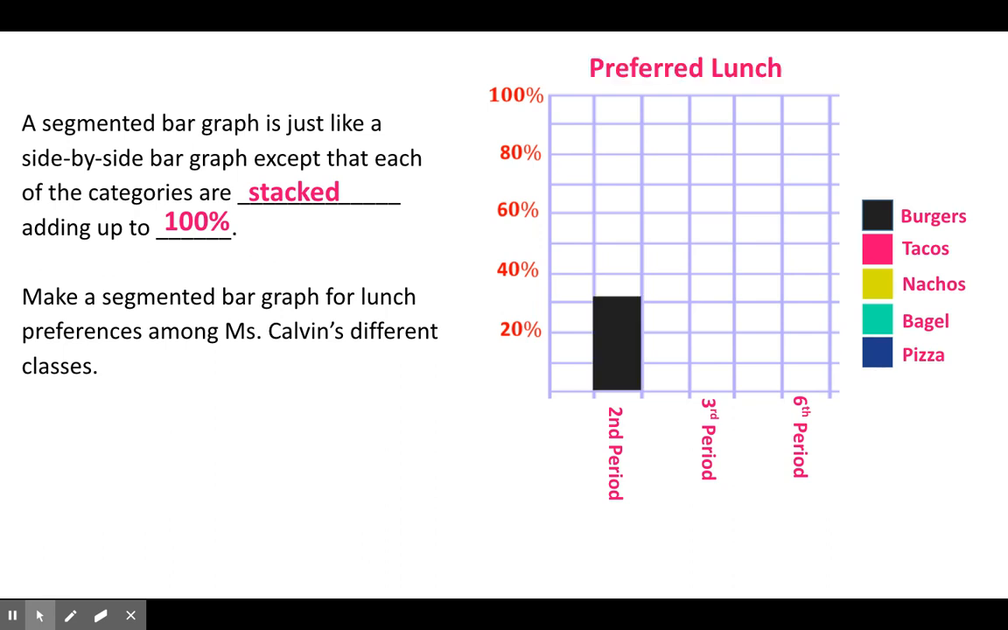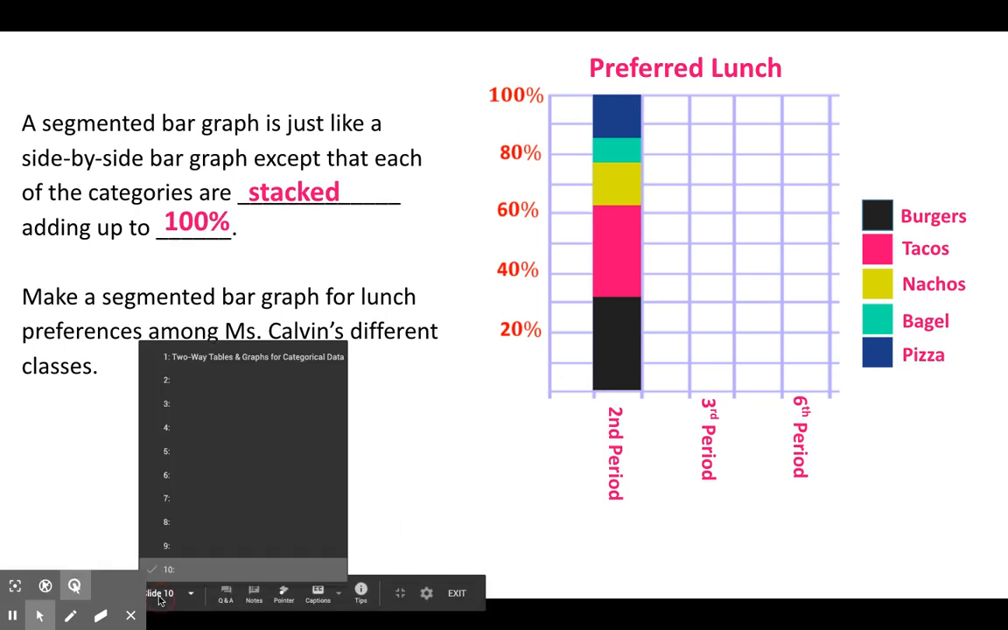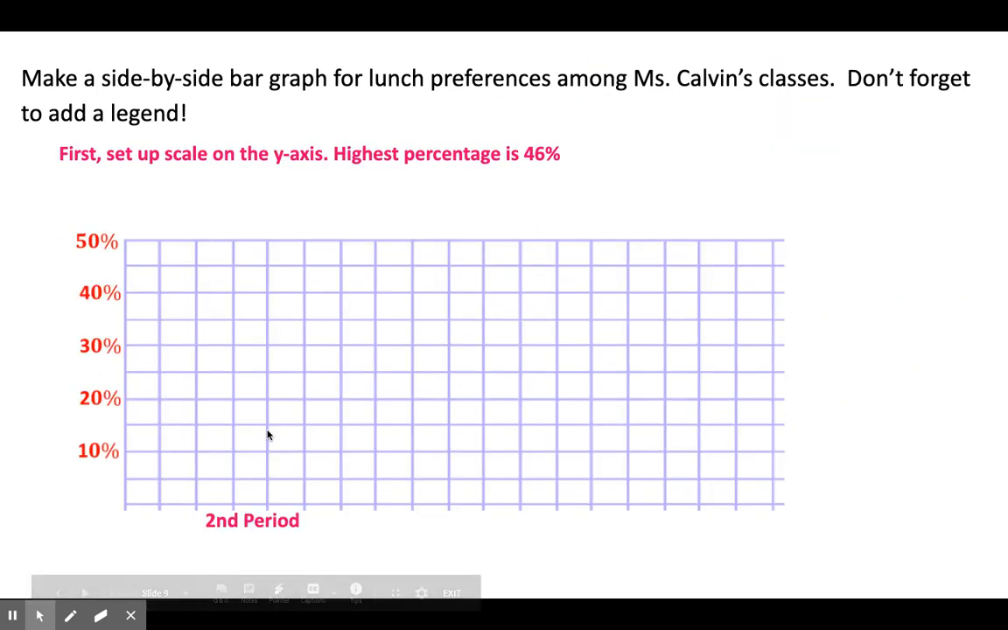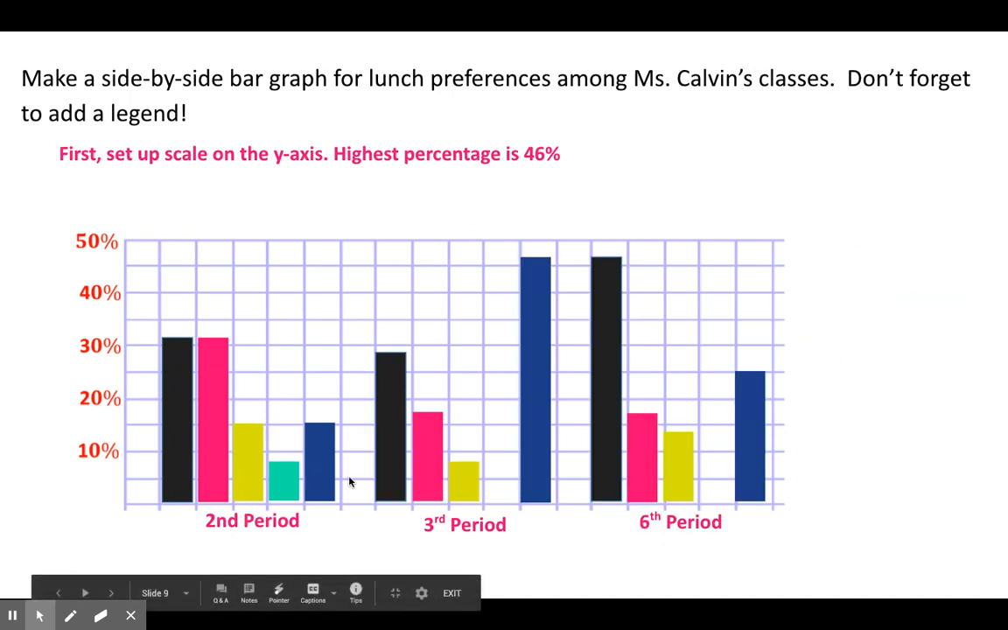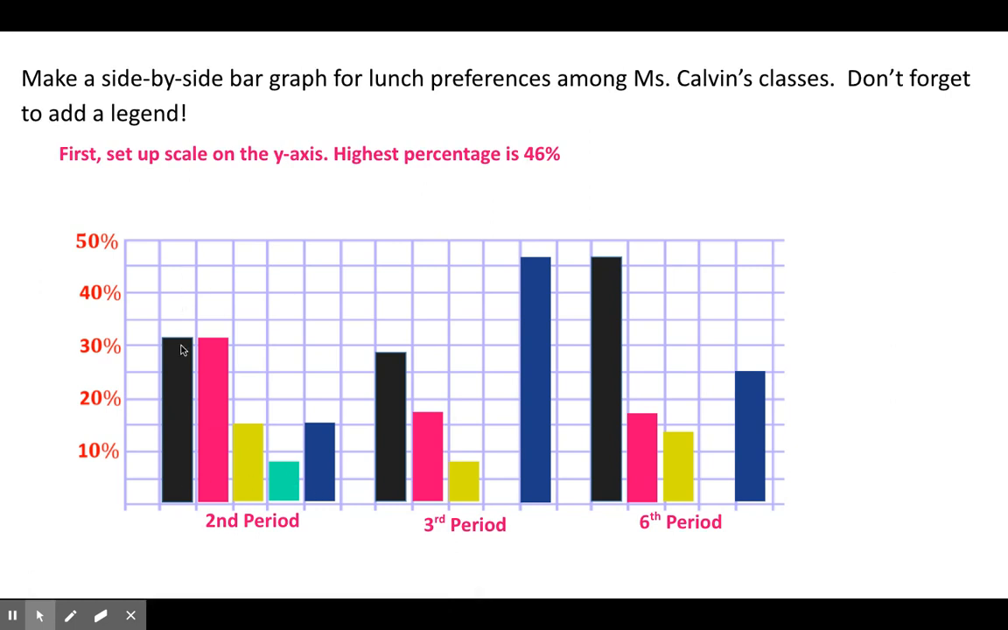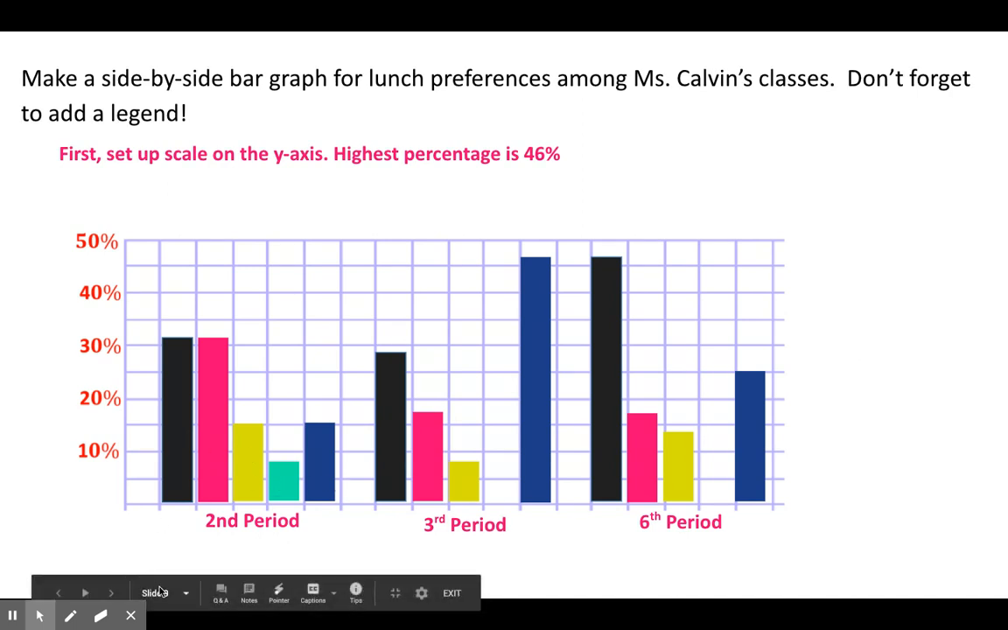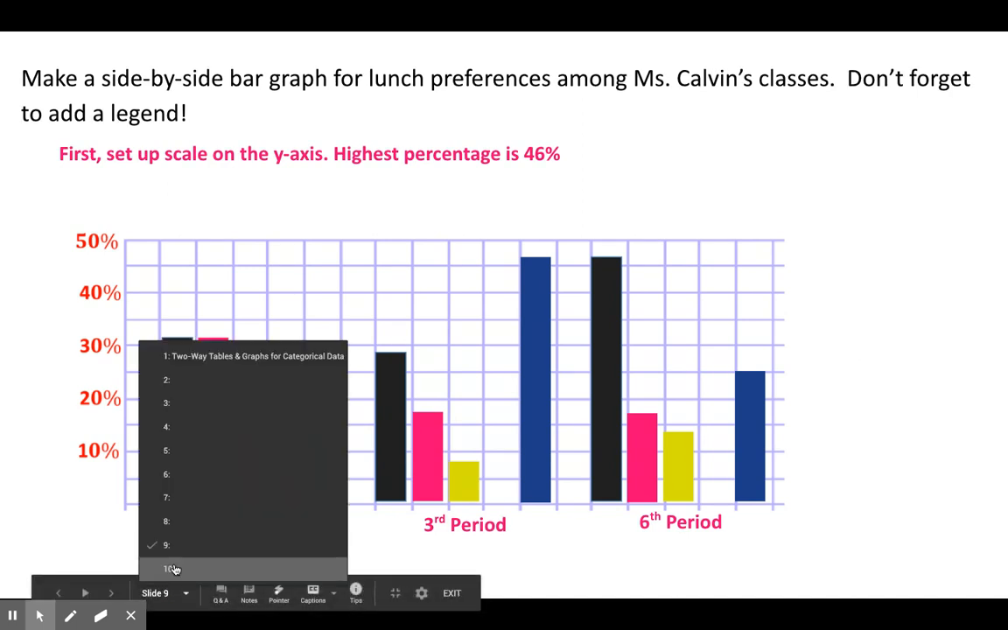So for second period, I had about 30.8% who preferred burgers, another 30.8% preferred tacos, about 15% chose nachos, about 8% chose the bagel, and about 15% chose the pizza. So we're just stacking those same graphs. If I go back to my graph over here, it's like I'm taking each of these bars that are separate on the side-by-side bar graph and stacking them on top of each other. We know they add to 100% because no one was allowed to pick two different foods on this one. So it's going to add up to 100%.